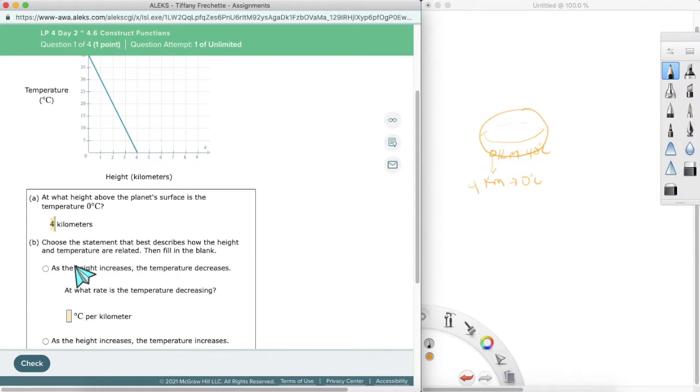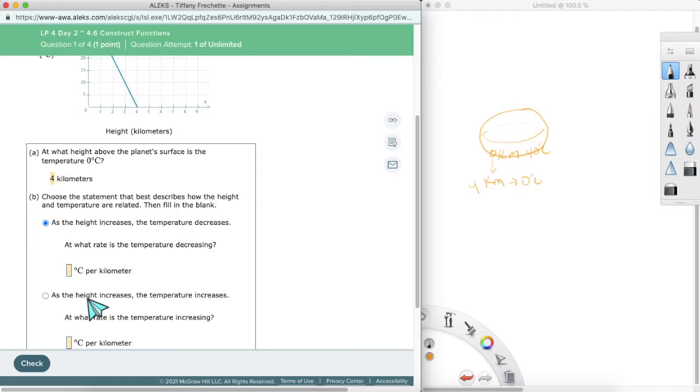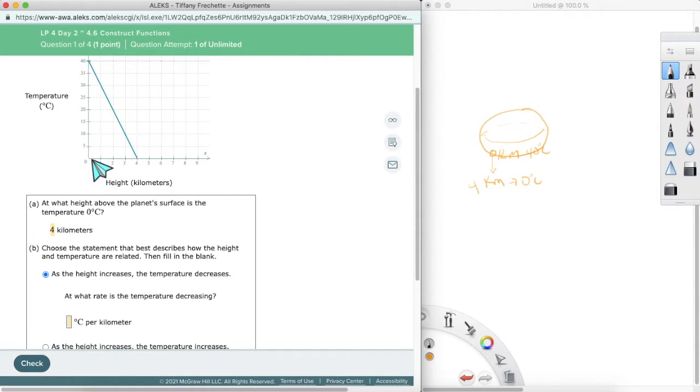So choose the statement that best describes how the height and temperature are related. So this is that one increases as the other decreases idea. So as the height increases, that's true. The temperature decreases. Ooh, that's also true. So this one definitely works. If we read the next statement, it says as the height increases, the temperature increases. That would mean if they're both increasing, we should have a positive slope, meaning it would go up from left to right. But if it's going down from left to right, that means one is increasing and one is decreasing.